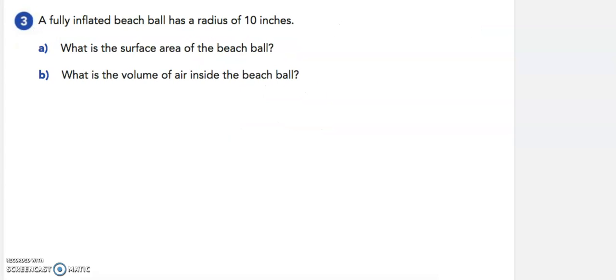Number 3. A fully inflated beach ball has a radius of 10 inches. What's the surface area? So again, surface area equals 4 pi r squared. When we fill everything in, that's 4 times 3.14 times 100, because the radius is 10 and 10 squared is 100. If I multiply this all out, 4 times 3.14 gives us 12.56, and 12.56 times 100 gives us 1,256 inches squared as our answer for A.